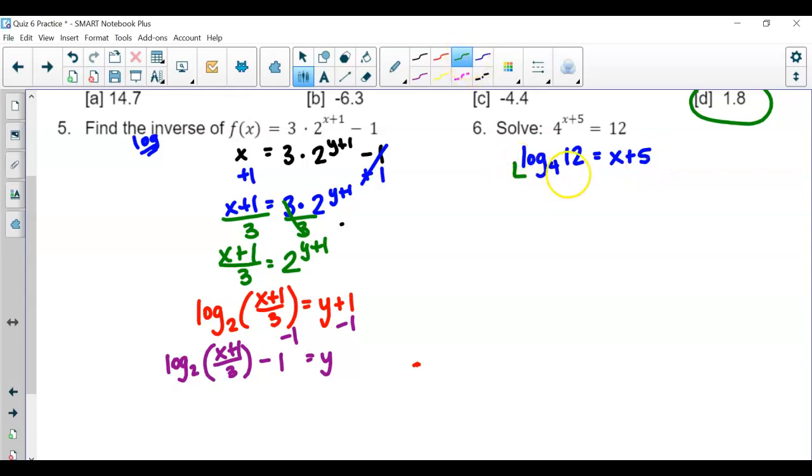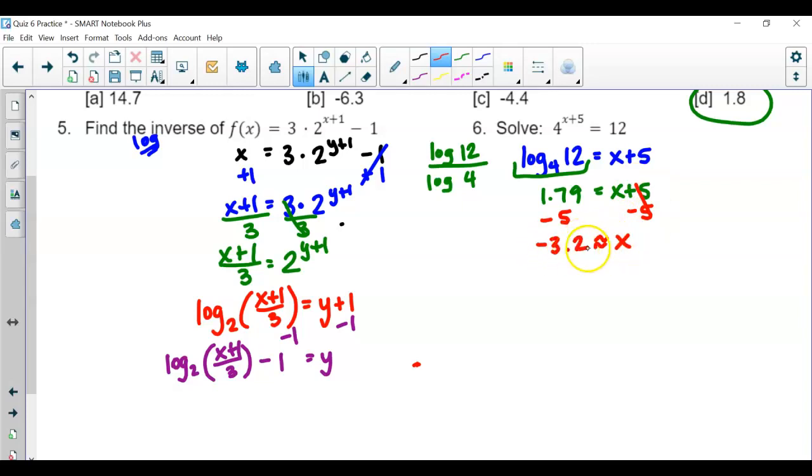Now, how do we evaluate this log here? Change of base. So this is when we divide our two logs. So what's going to go up top? Log 12, right? Because remember, the base always goes in the bottom. When you divide these two values, you get approximately 1.79. Now that is equal to x + 5. So the last step to solving for x, if we're adding 5, subtract 5 from both sides, and x is going to be approximately negative 3.2.